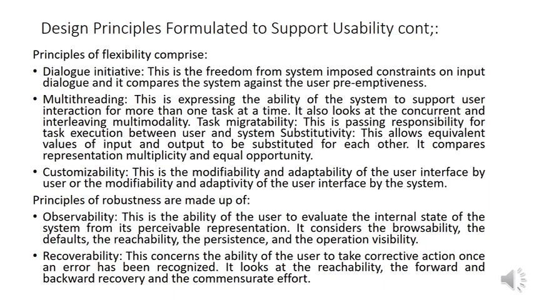The principle of robustness is made up of observability. Observability is the ability of the user to evaluate the interface state of the system from the perceivable representation. It considers the browsability, the defaults, the reachability, the persistence, and operation feasibility.